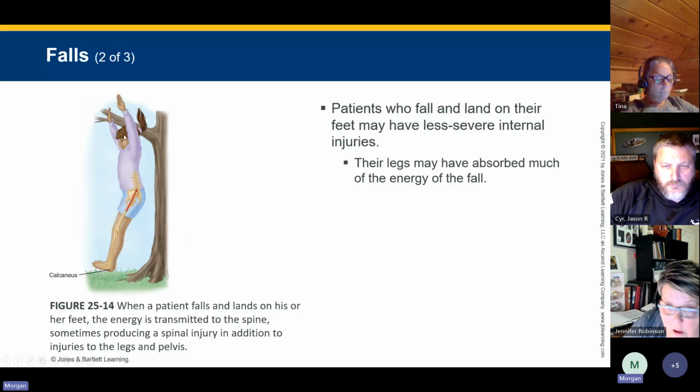So like somebody who fell, this is, I don't know, 10 feet or so, and she's going to land on the balls of her feet, and all that energy is going to go right up into her hips, and then up into her spine, and then come out there somewhere.